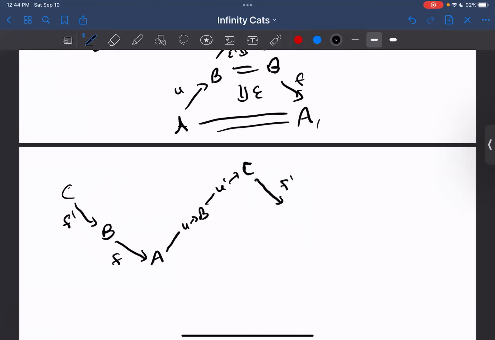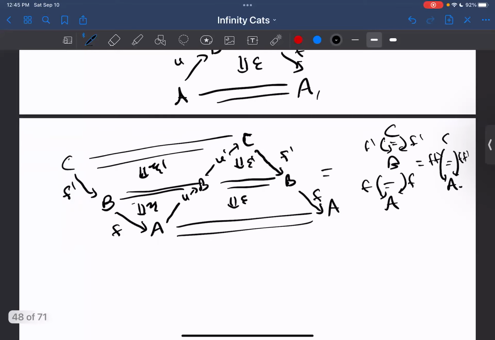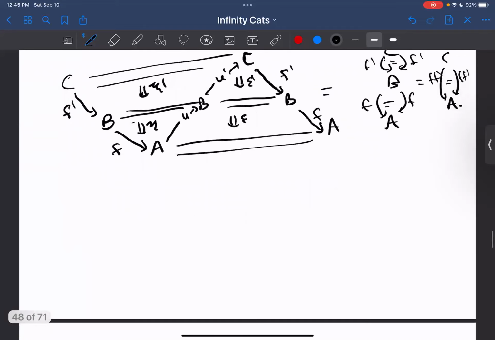And now, using a fact about 2-categories that these end up working out, this bottom one is equal to B to F equals F A. And the top one is just C by F prime equals F prime to B. And this is just equal to C, F, F prime, F, F prime with an equality between them to A. So this is one of our triangle equalities. The other one you can check very similarly.